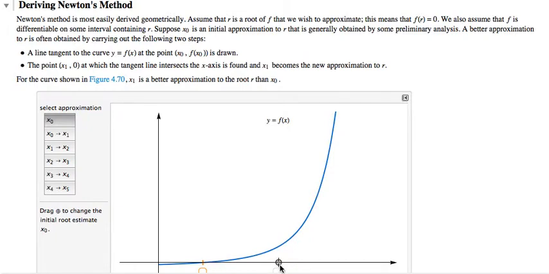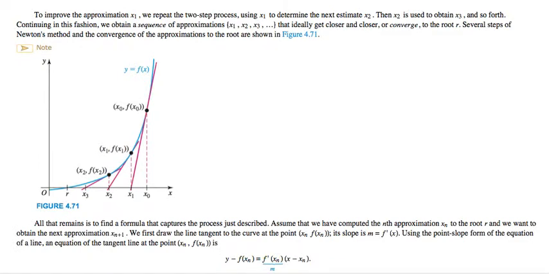In fact, the closer our initial estimate of the root is, the faster our convergence to a better approximation of that root. So this two-step process continues and eventually gives us a sequence of approximations. Ideally, our sequence is getting closer and closer, converging to the root r. Several steps of Newton's method and the convergence of their approximations to the root are shown in figure 4.7.1.